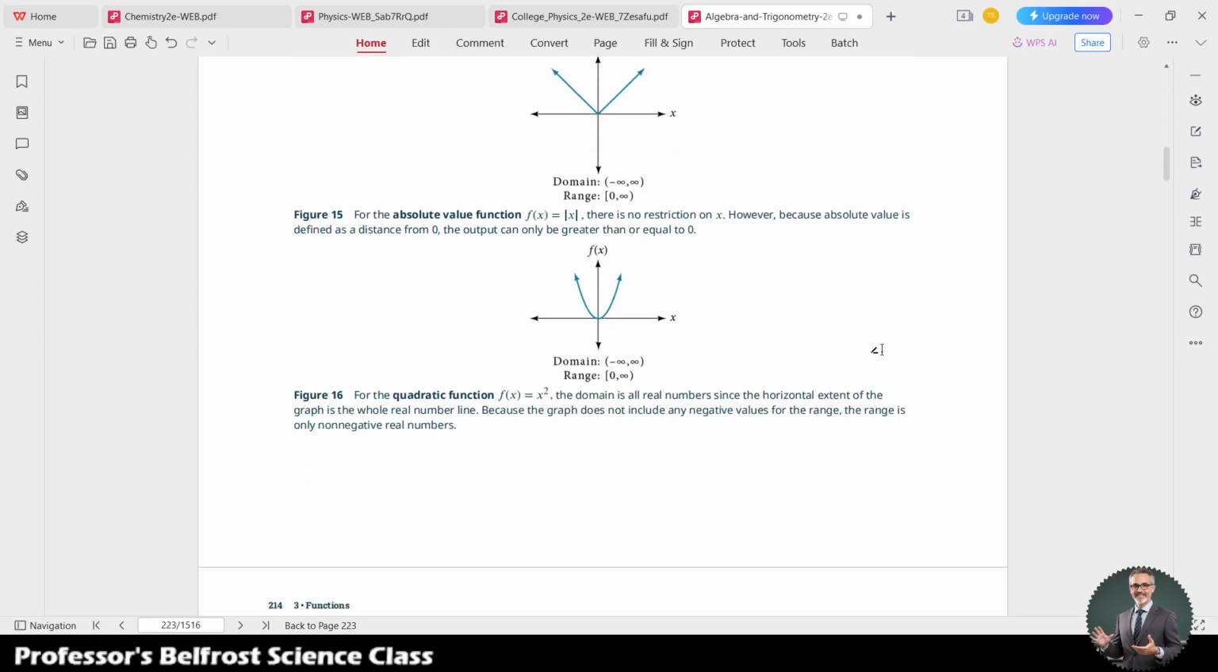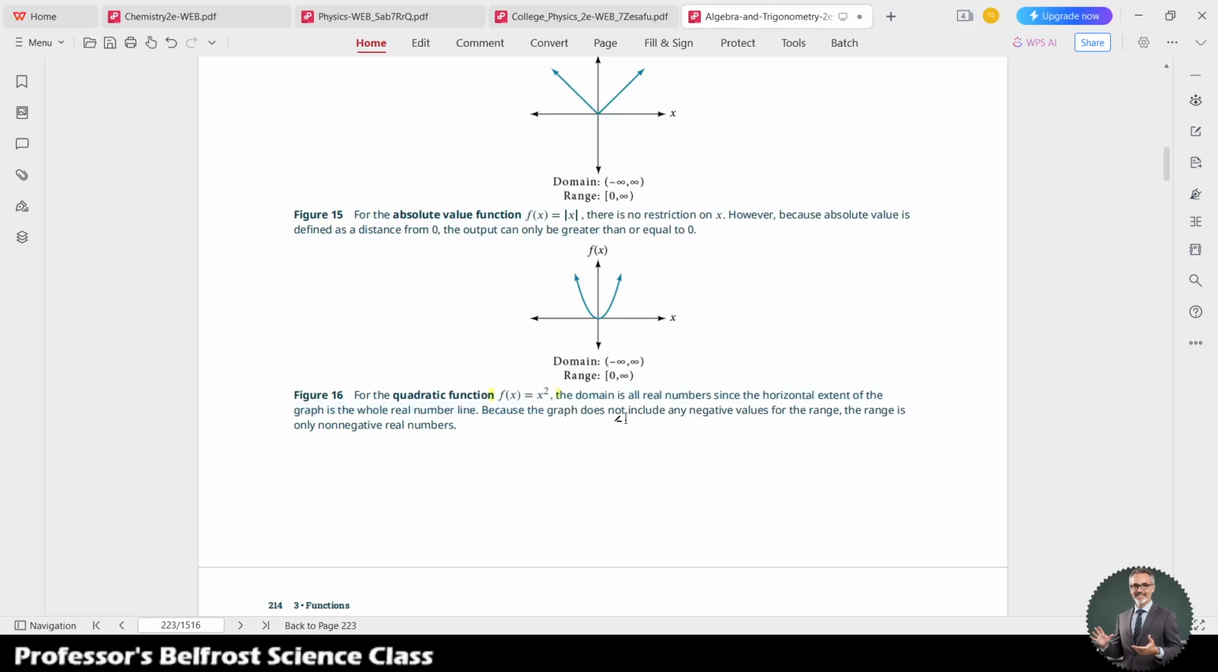Okay, how about this one? This is a quadratic function. It is f(x) equals x squared. So the domain is again the same, minus infinity to infinity. But how about the range? You will never gain a lesser value than 0. So 0 to infinity. But this is for a quadratic function with this form.